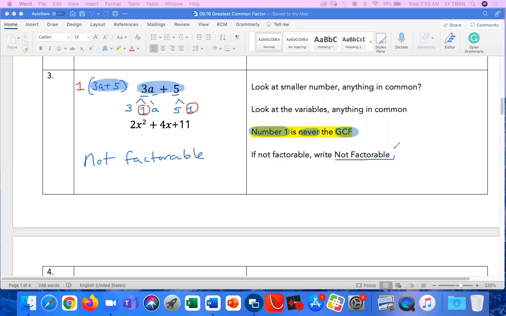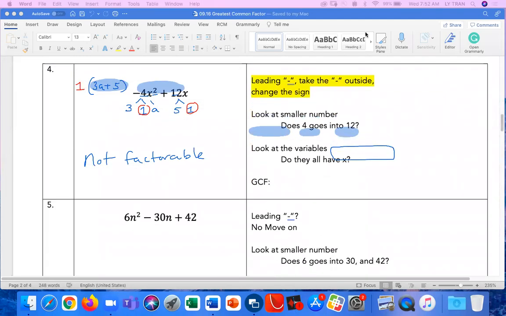And it's okay. In life, we have things that we can't do anything about. We accept it and let it go, you know? We don't let it bother us. So right here, we should write not factorable. Now we're moving on to number 4.